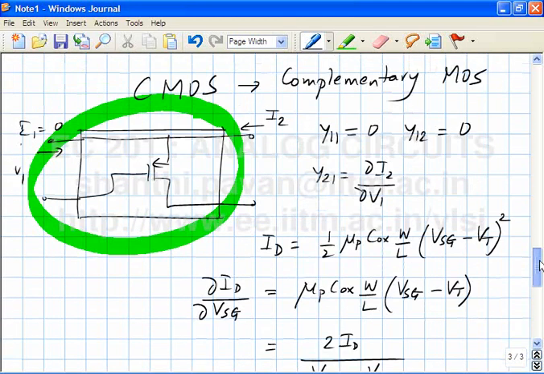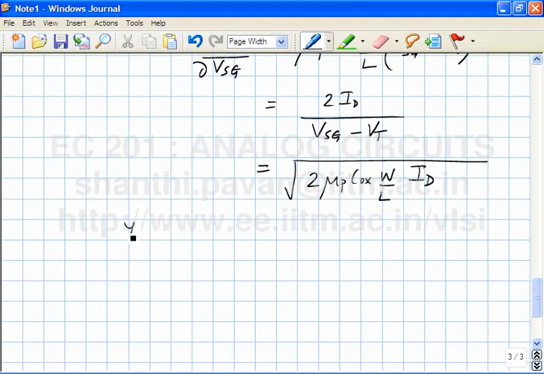And what is Y22? Y22 is 0 because the drain current doesn't depend on the second port voltage. As you've seen with the NMOS case, we kind of cheated in the beginning. We said that ID is independent of VDS in saturation. That's how we began. And then we said, oh well, it's okay, but it's not quite true. There is a small dependence of ID on VDS. So you can expect the same kind of behavior even for a PMOS device.